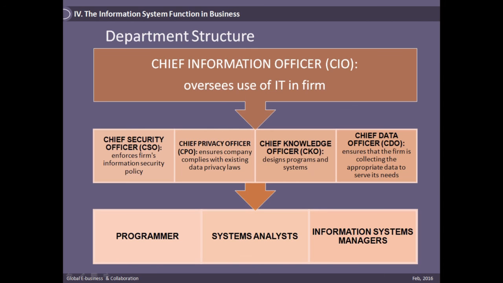Second, the Chief Privacy Officer or CPO is in charge of developing and implementing policy designed to protect employee and customer data from unauthorized access. Third, the Chief Knowledge Officer or CKO is responsible for the firm's knowledge management program. The CKO designs programs and systems to find new sources of knowledge or to make better use of existing knowledge in organizational and management processes.